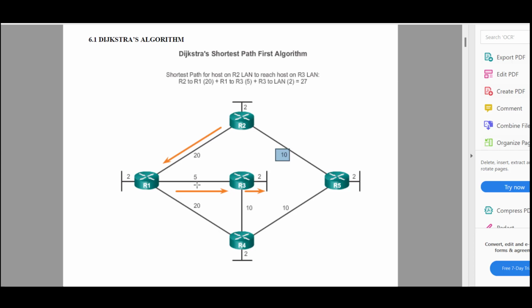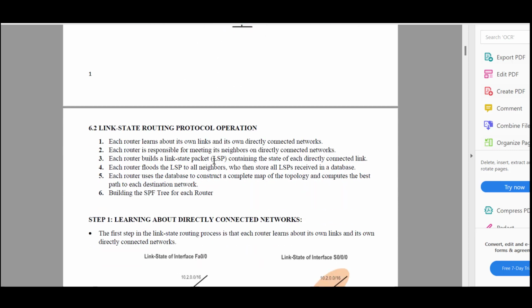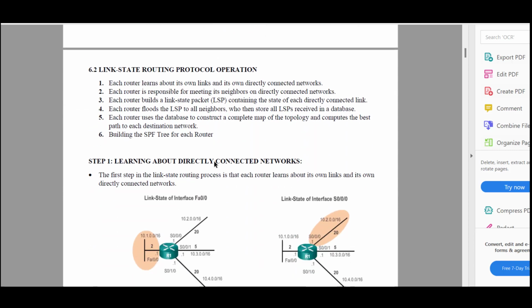So this is a small introduction. Next, link state routing protocol operation. How does the link state protocol work? What are the different steps available? This is a long answer question. What are the steps available in a link state routing protocol?